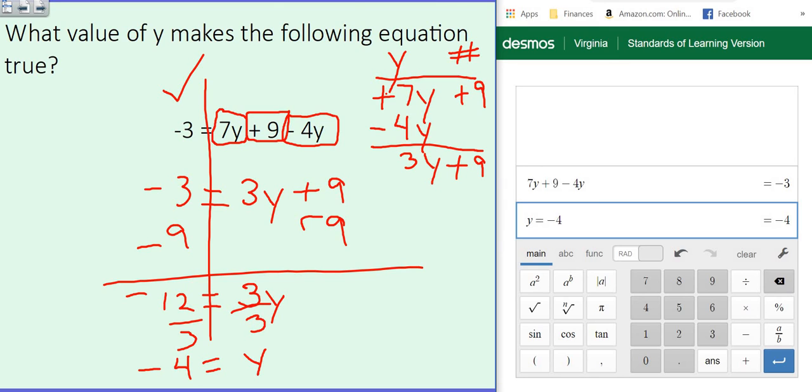And if you ever get confused when you're solving, you can always use your calculator to help you find the answer as long as you know how to check them.